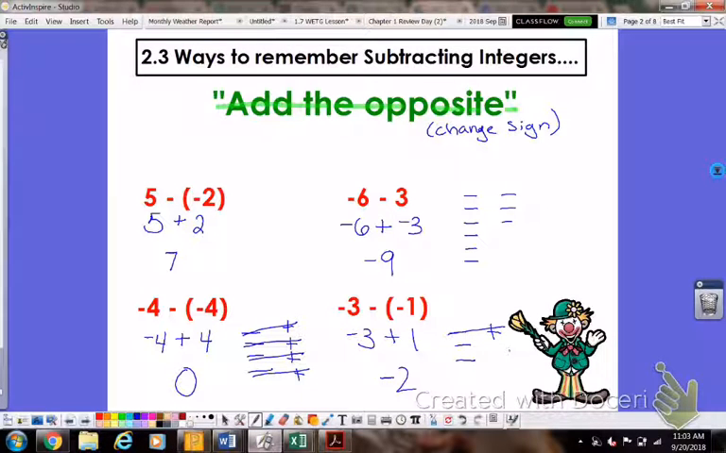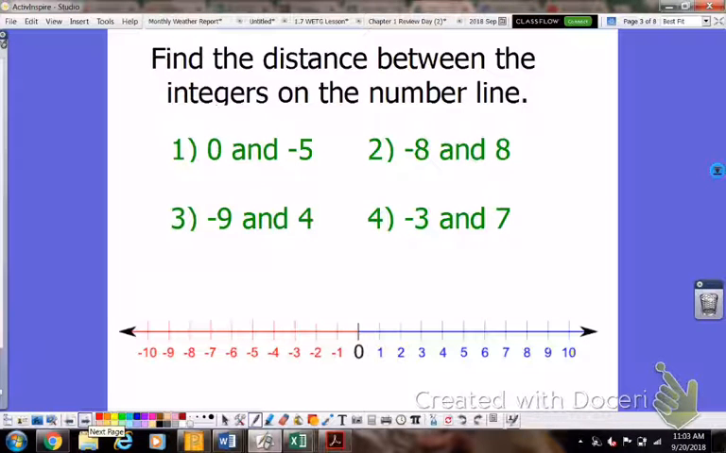Alright, now that we've done a little bit of practice with subtracting integers, we want to talk about distance between two numbers. So for this, we're talking about our number line. We want to find the distance between the integers on the number line. So 0 and negative 5. If I go from 0 to negative 5, what is my distance? We have 1, 2, 3, 4, 5. Distance is always positive, so our distance is 5. So using your number line, actually plotting it and counting, that's one way that we can do it.